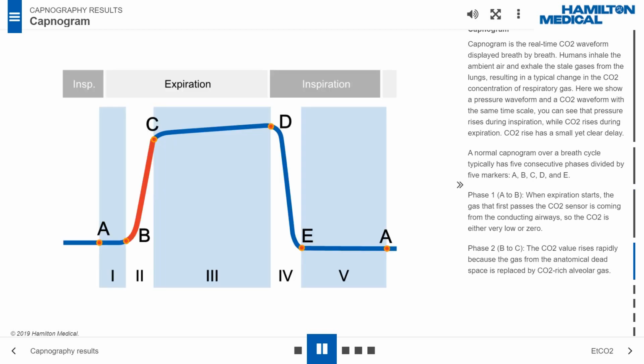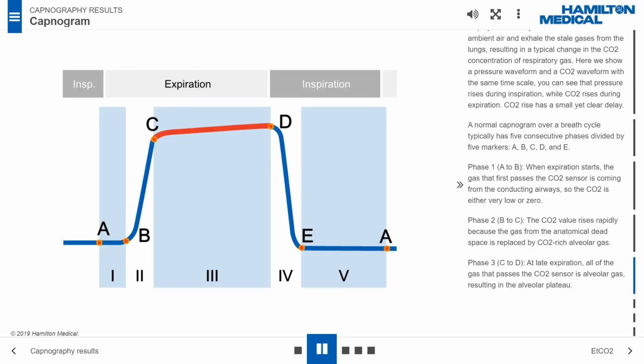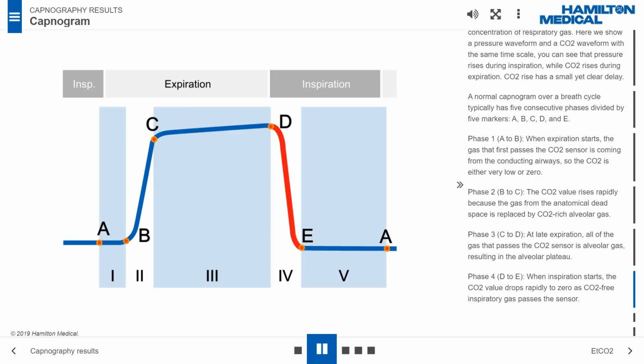Phase 2, B to C. The CO2 value rises rapidly because the gas from the anatomical dead space is replaced by CO2-rich alveolar gas. Phase 3, C to D. At late expiration, all of the gas that passes the CO2 sensor is alveolar gas, resulting in the alveolar plateau. Phase 4, D to E. When inspiration starts, the CO2 value drops rapidly to zero as CO2-free inspiratory gas passes the sensor.